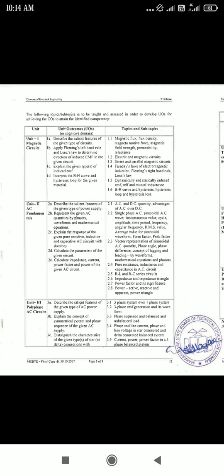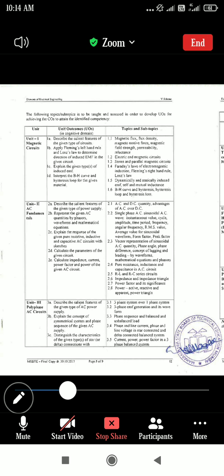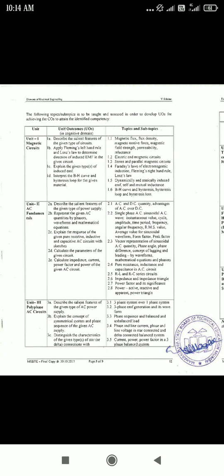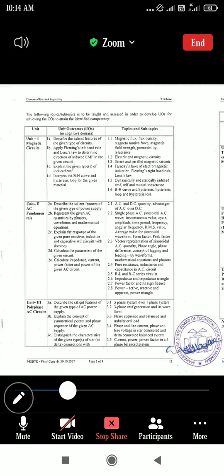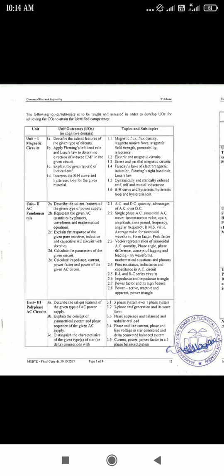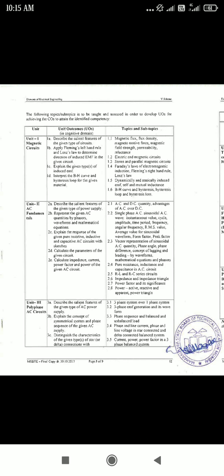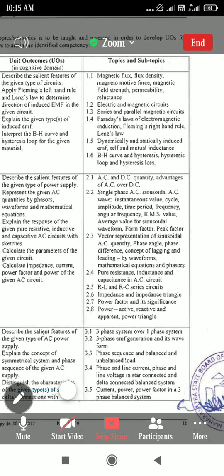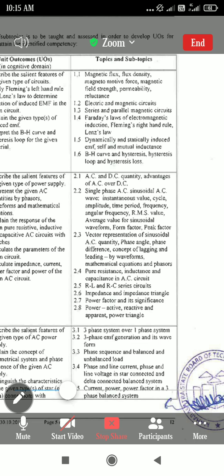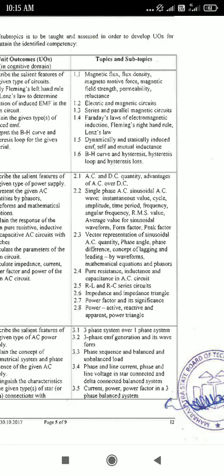The third unit is Polyphase AC Circuit, or three-phase AC circuit. You know what is meant by polyphase? Poly means number of phases, and in an electrical system the maximum number of phases is three. So we also call it a three-phase AC circuit or polyphase AC circuit. In this unit, we discuss the three-phase system over the single-phase system, the difference between three-phase supply and single-phase supply. Then what is meant by three-phase supply?